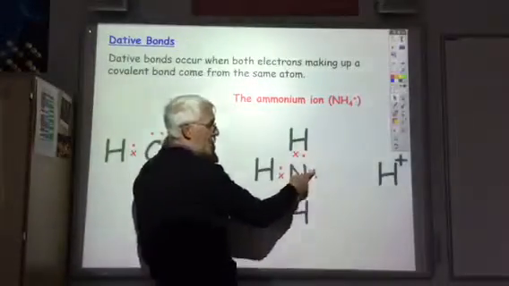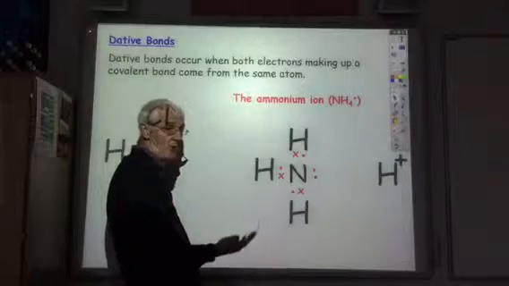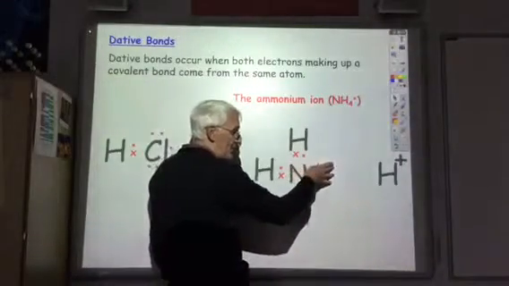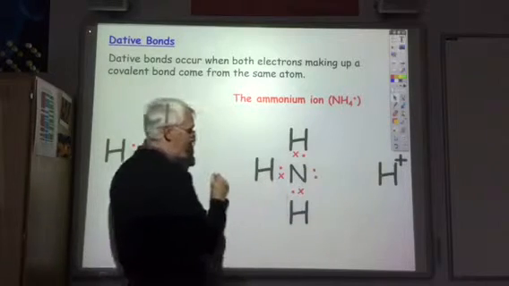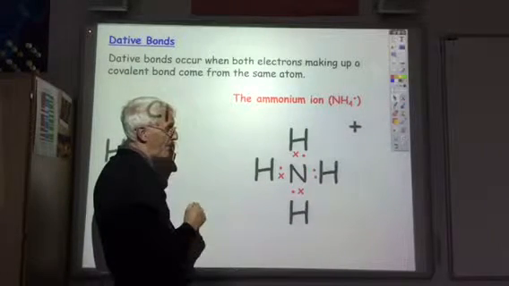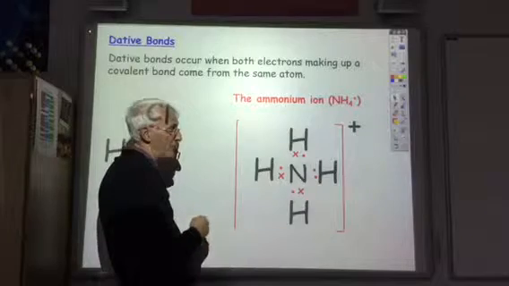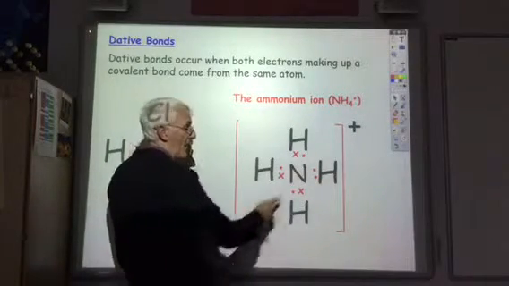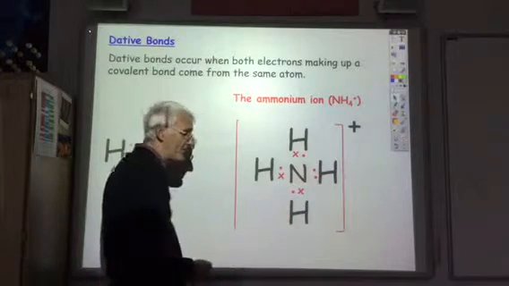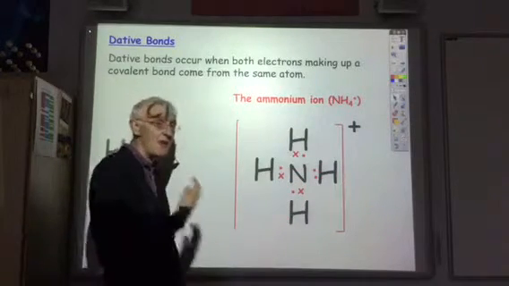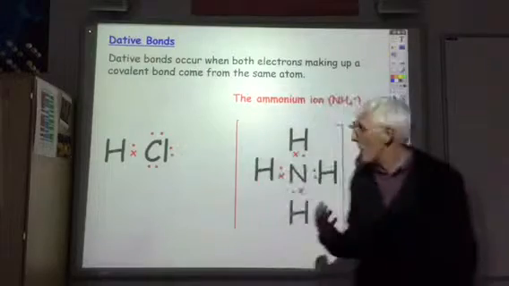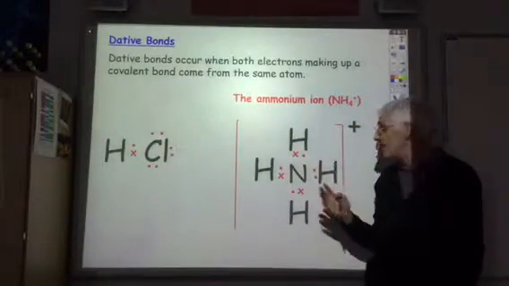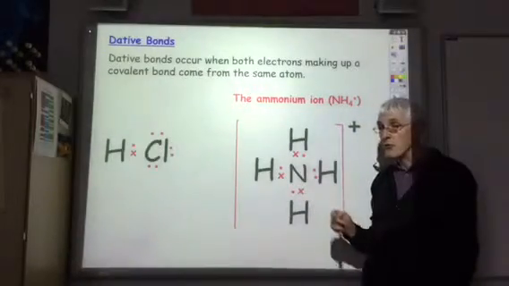But the nitrogen has a lone, non-bonding pair of electrons, so it can donate both of these electrons to the covalent bond. Overall, the ion will have a positive charge, and there's your dative covalent bond between the nitrogen and that hydrogen. So the only difference is the formation process. Once formed, the dative covalent bond is identical in every way to the normal covalent bond.